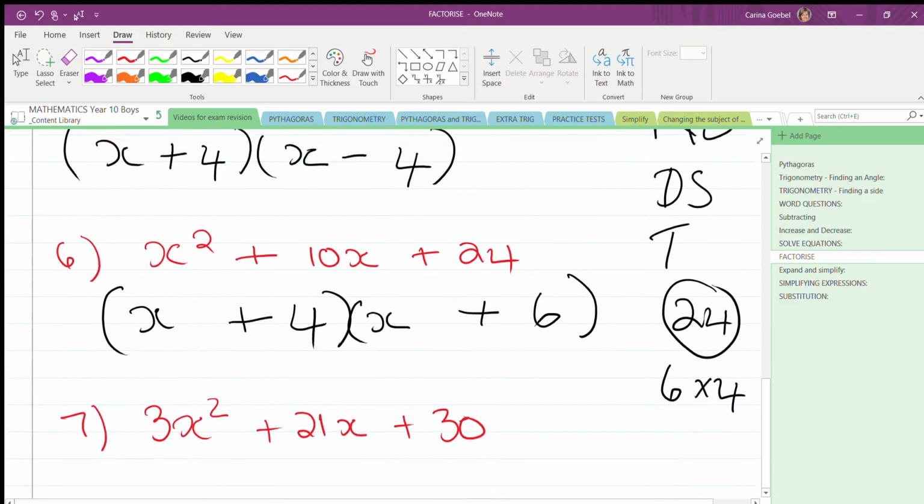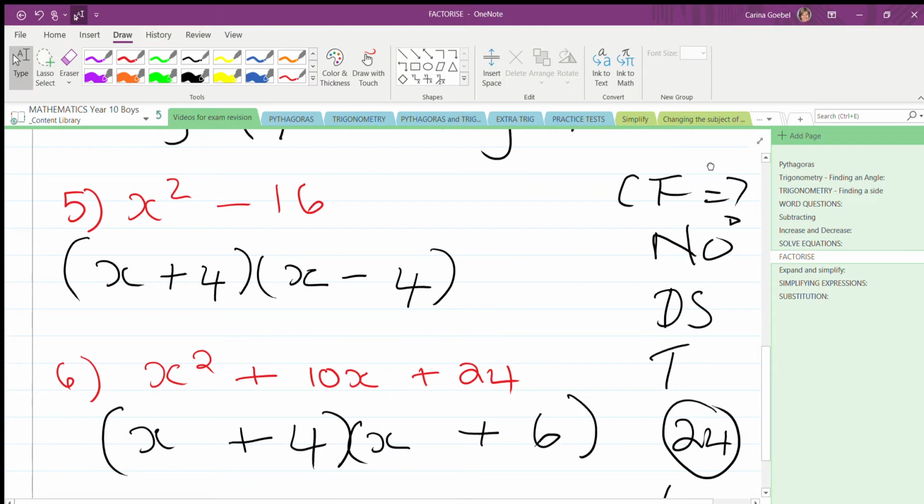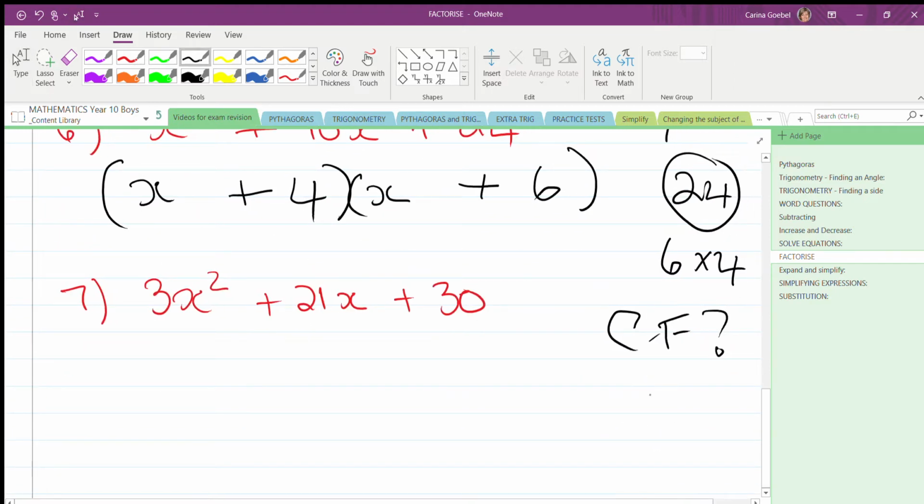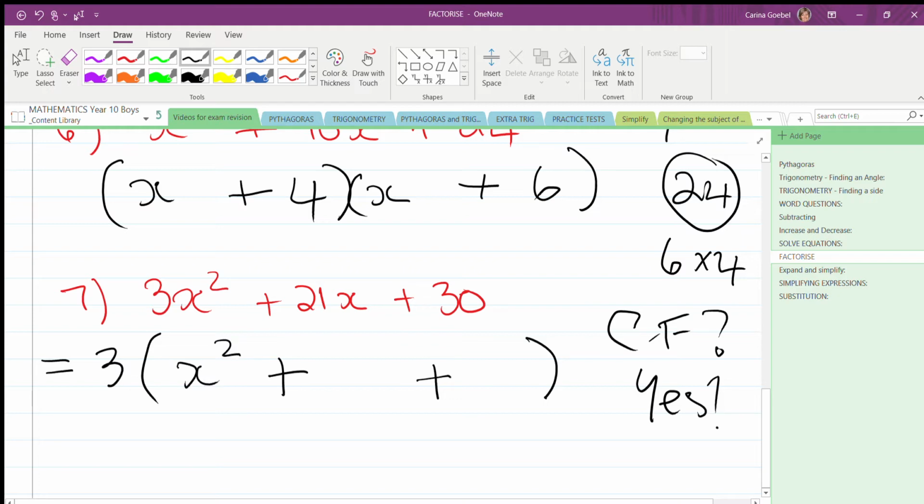The last question for this video is, again, as I said, is there a common factor? In this case, the answer is yes. So let's first remove that common factor. All of these numbers are divisible by 3. So 3 is your common factor. Place your bracket, put your signs. 3 divided by 3, well, that's just 1, and I've just got x squared here. 21 divided by 3 gives me 7, so that's 7x. 30 divided by 3 gives me 10.